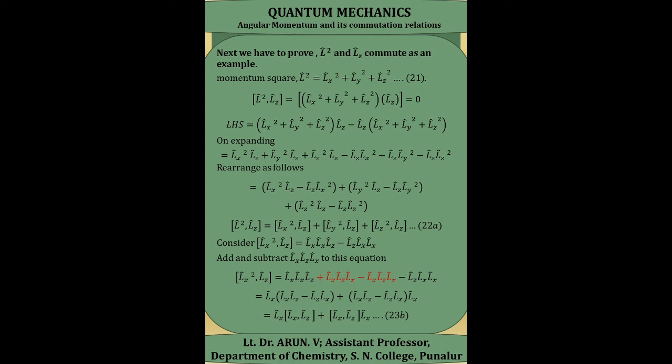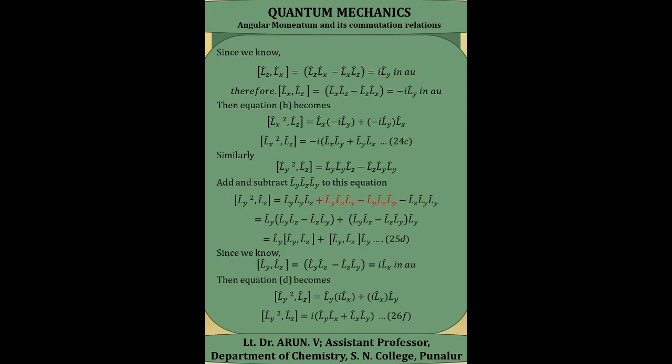Consider the first one, that is Lx²Lz. It can be written as LxLxLz − LzLxLx. Add and subtract LxLzLx to this equation, and arrange the equation as Lx(LxLz − LzLx) + (LxLz − LzLx)Lx, or Lx into the commutation relationship of Lx and Lz, plus the commutator of Lx and Lz into Lx.